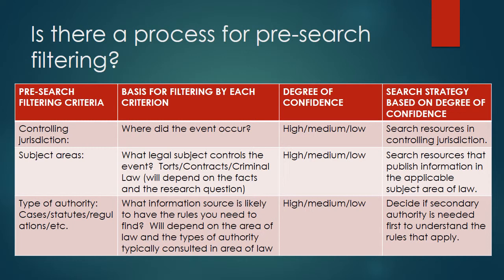So the questions, of course, relate to the 4 areas across the top here: the pre-search filtering, basis for filtering, degree of confidence, and the search strategy. And the first column, pre-search filtering criteria, covers the controlling jurisdiction discussed in the previous slide. And the second column illustrates the questions that need to be answered by the researcher.